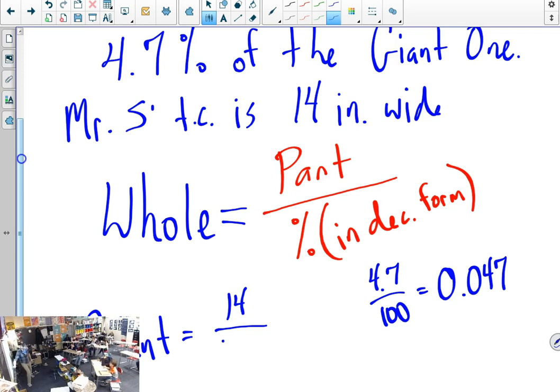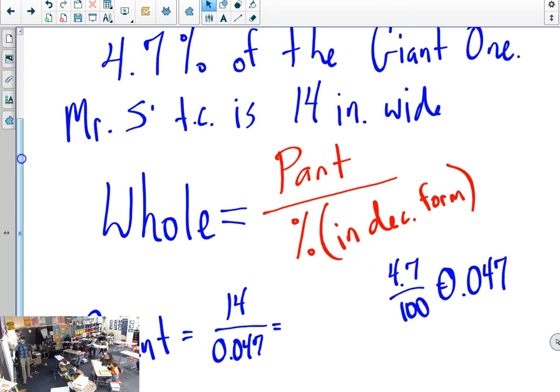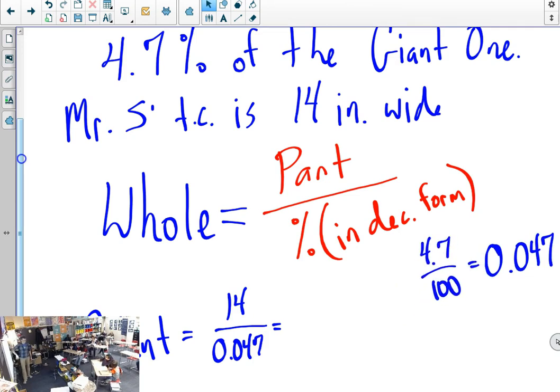So we get 0.047. Somebody with a calculator, calculate that for us. Someone put a bunch of stuff in here. You can just hit clear at the top. My thing says 14 divided by 0.047. 297.8723.